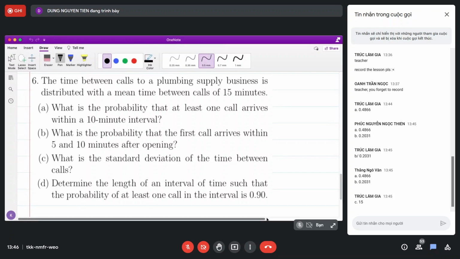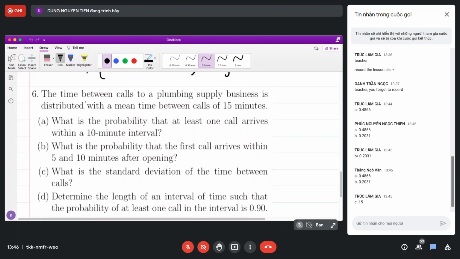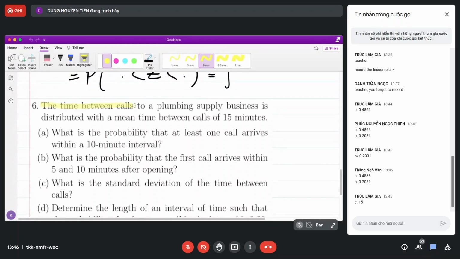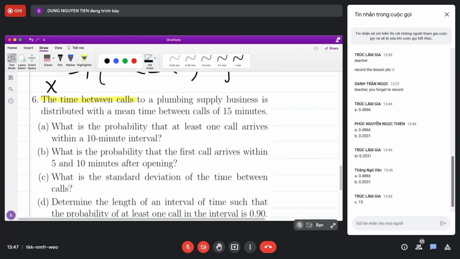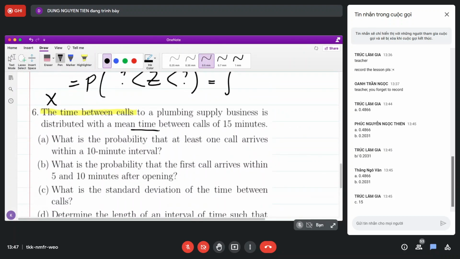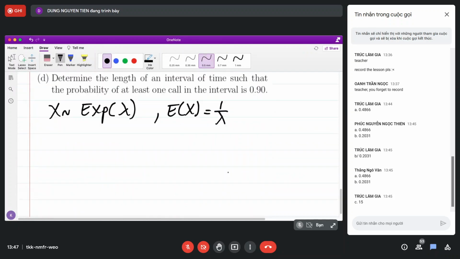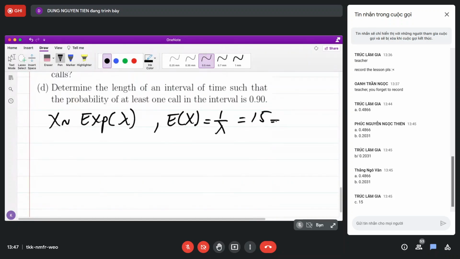Okay, let's see. Now suppose that x is the time between calls. Then x follows an exponential distribution with the parameter lambda. The mean of x is 1 over lambda, and we know that the mean time is 15 minutes. So it is 15. Therefore, lambda is 1 over 15.